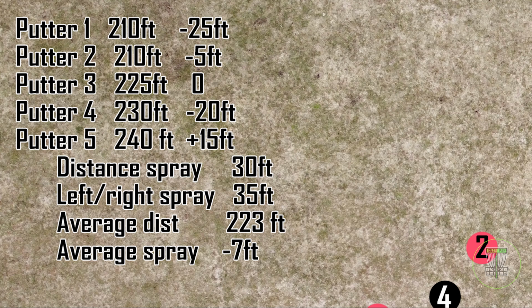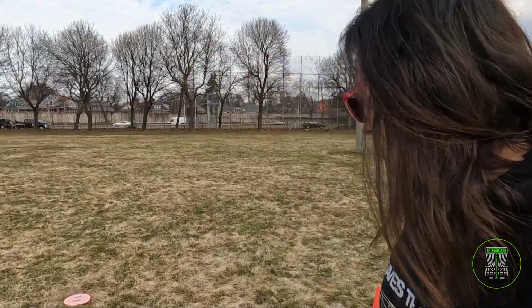So the spray in my putters is, I'd say they're averaging about 225, and the give or take on them is maybe 15 feet either way. But what I'm noticing here is my spray left to right is bigger than my spray forward and back. Now let's look at the mid-ranges.